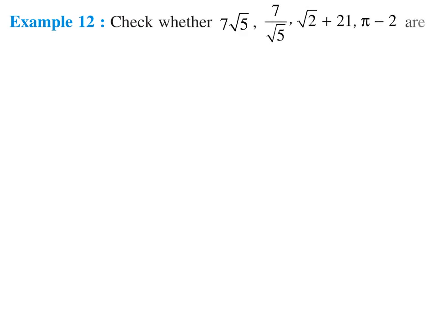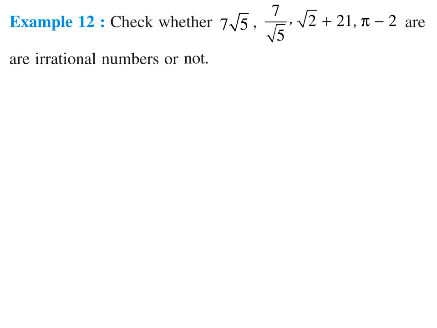Now, example number 12. Check whether 7 root 5, 7 by root 5, root 2 plus 21 and pi minus 2 are irrational numbers or not. So you have to check whether they are rational or irrational. First property: you have to find a decimal expansion, then you can say whether the numbers are rational or irrational. Or in another way, just follow the property, then you will get an irrational number.